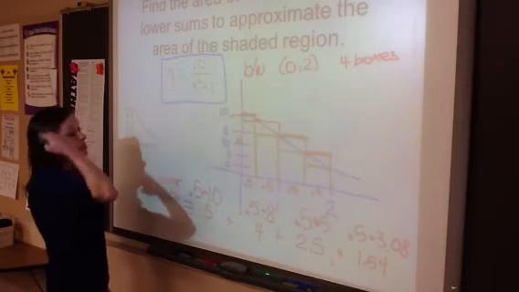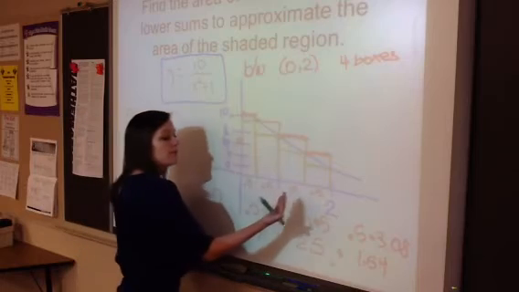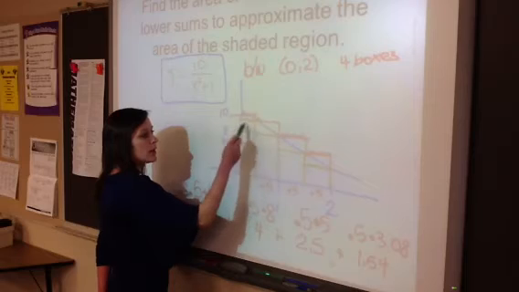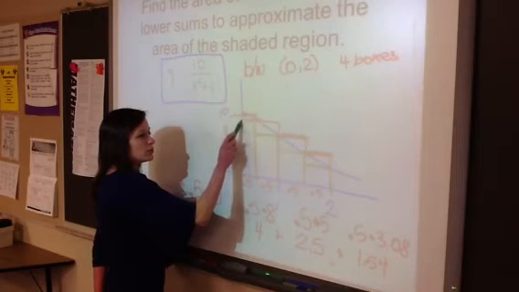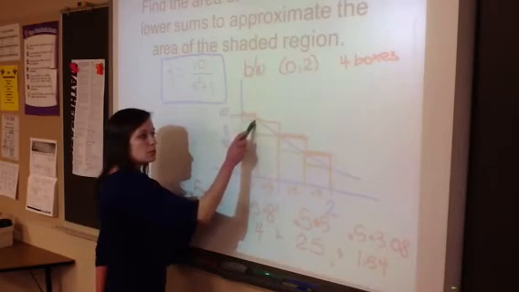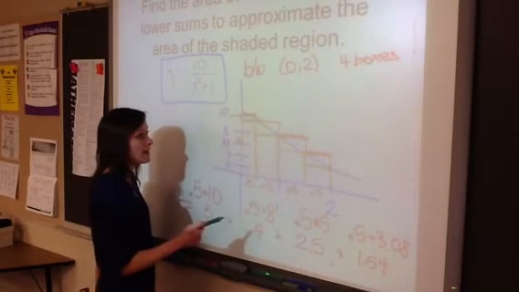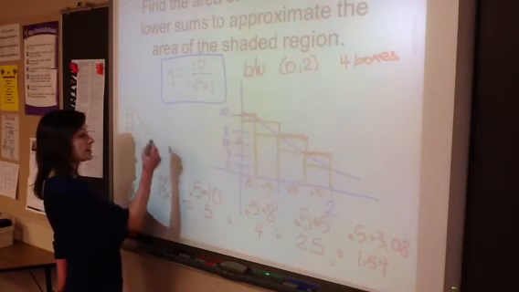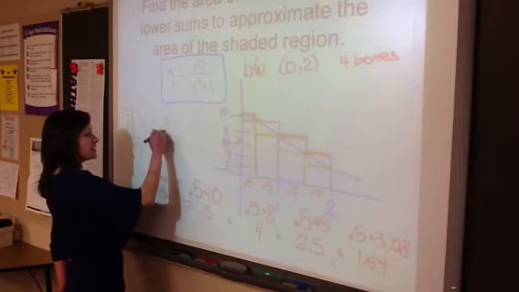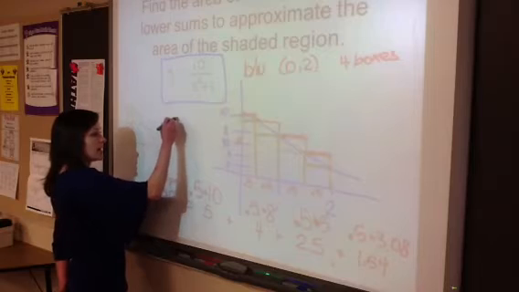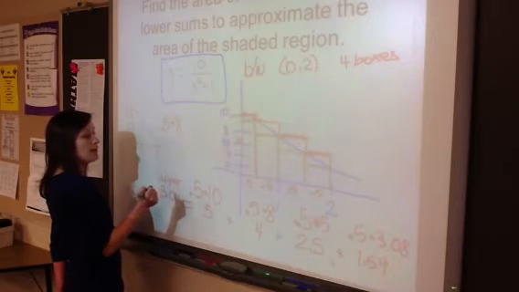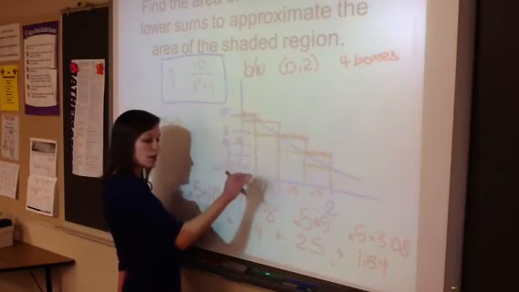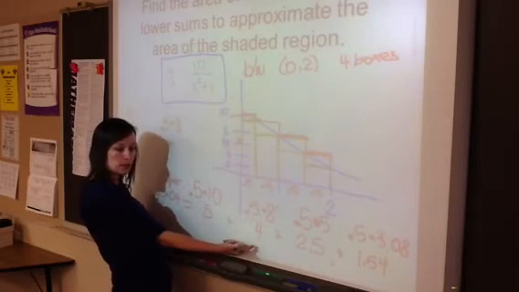Okay, so the widths are still 0.5, but now we need to figure out where our green line touches the blue curve. Well, our green line doesn't touch the blue curve at 0 anymore. It touches our blue curve for our first box at 0.5. So if we plug in 0.5, we get 8. We take 0.5, because that's the width of our box, times 8, and that gives us 4. So the area of this first box is 4. Notice that was the area of our second box in the upper.